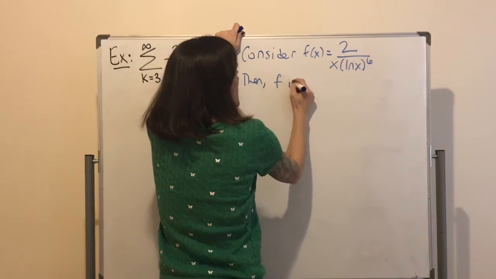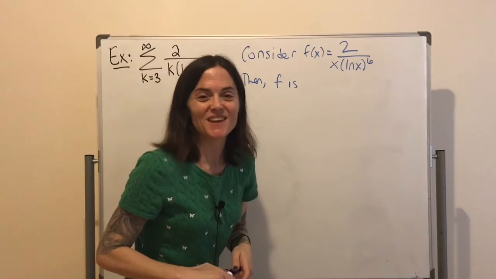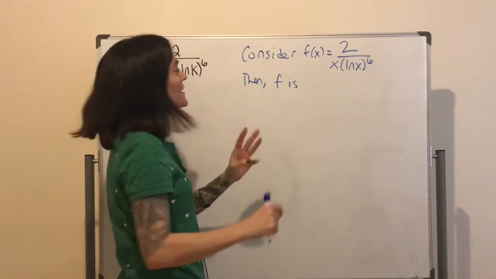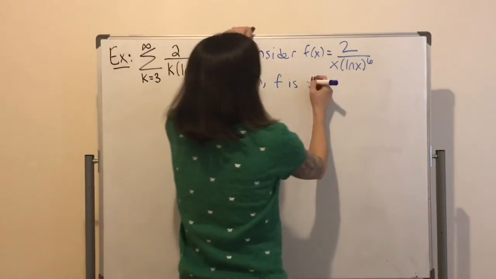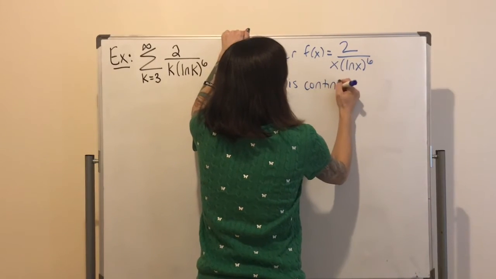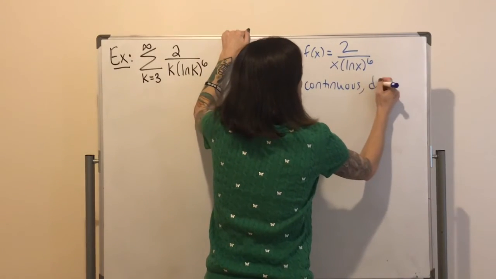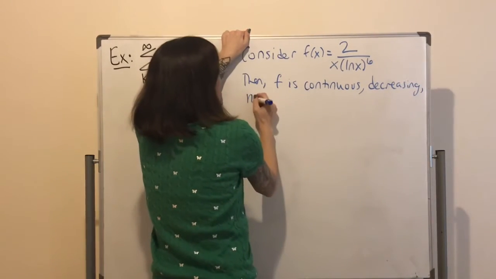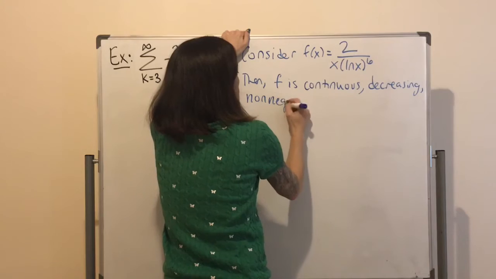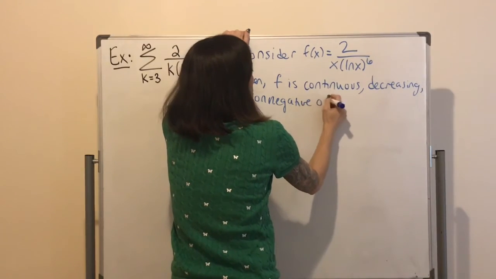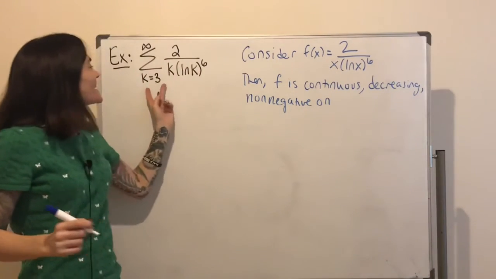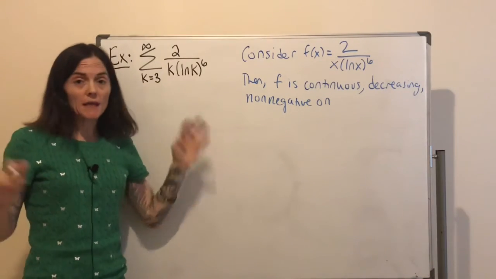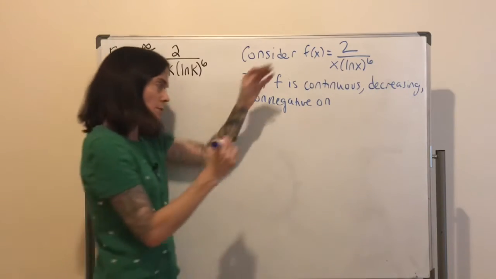This function is, well, what do we need for the integral test? We need continuous, decreasing, non-negative. And in fact, it is, right? This is definitely continuous. This is decreasing. And this is non-negative on, well, here, and I will say this is a little bit different because we see the sum starts at 3. Okay, I'll put 3 to infinity.